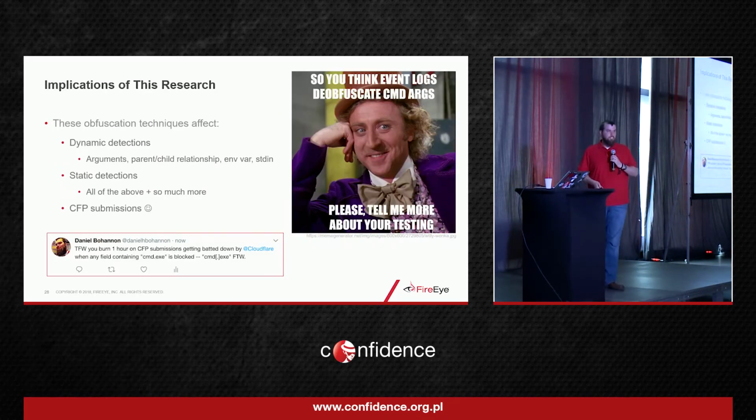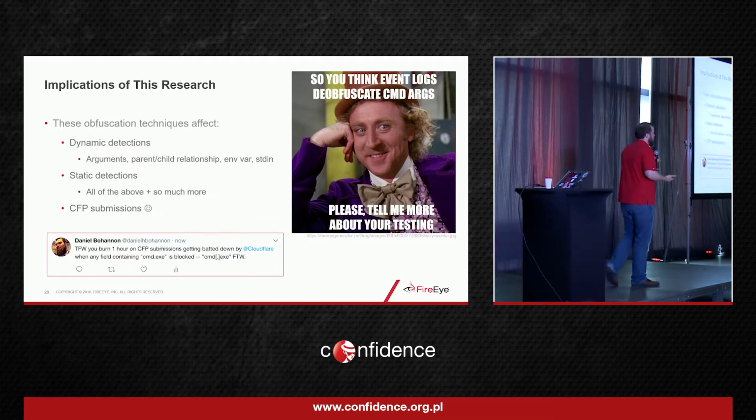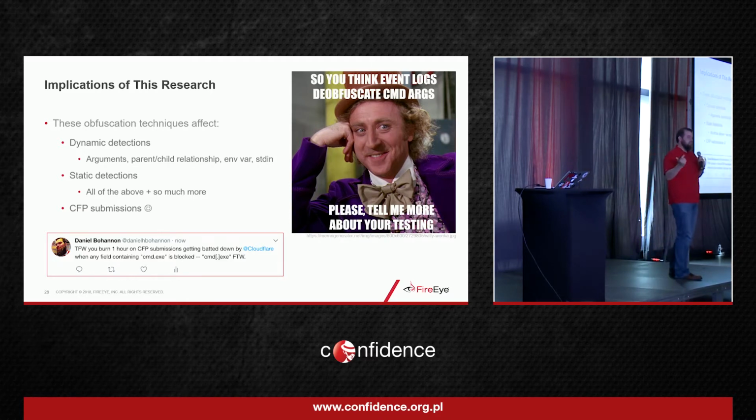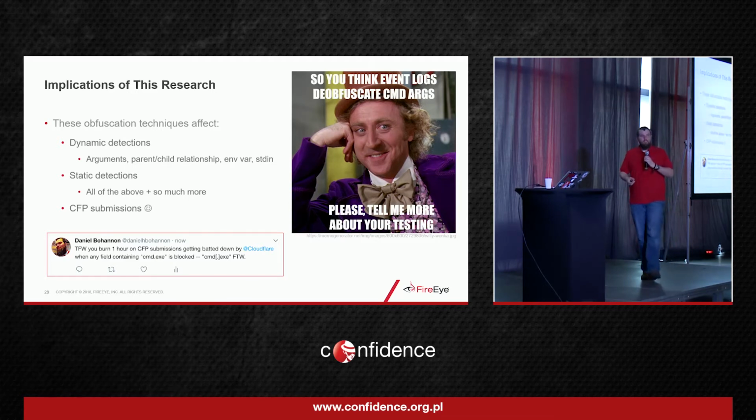So, implications of this research. These obfuscation techniques will for sure affect static detections. If you're writing detections looking for command.exe and arguments in run keys or 7045 EID for service creation, it will definitely affect those things. If you're doing YARA rules for batch files and stuff like that, it will affect those things. For dynamic detections, certain of these techniques will definitely affect dynamic detections.